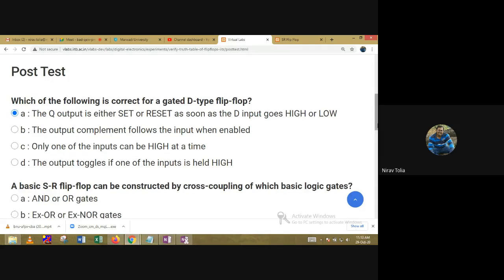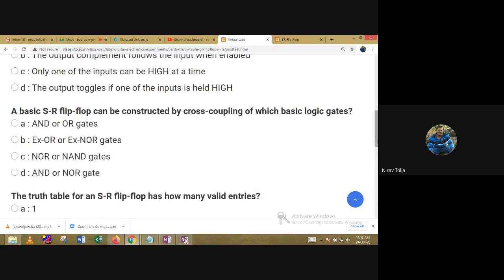The next one, a basic SR flip flop can be constructed by cross coupling of which basic logic gates? So SR flip flops are made by which of the following basic logic gates? Either AND gate or OR gate, or exclusive OR, exclusive NOR gate, or you can say NOR or NAND gate, or you can say AND or NOR gate.